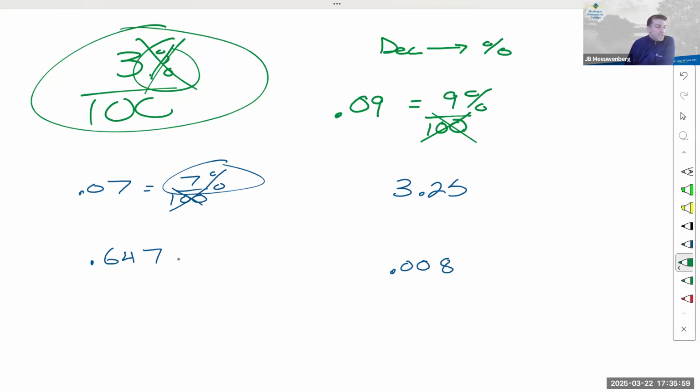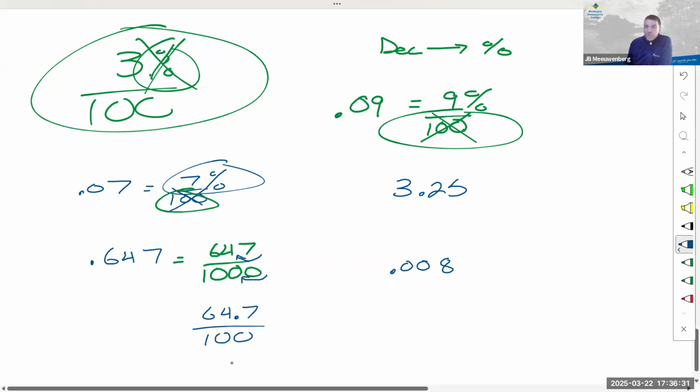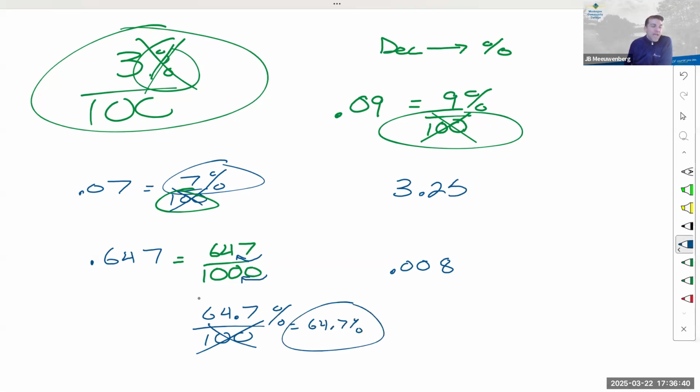So the first one, 0.647, if we thought about how that is written as a fraction, it's 647 thousandths, right? Now, I said you got to cross off the 100, because percentage means out of 100. But this is actually out of 1,000. So what adjustment might we need to make first? How about we move this decimal back one spot and call it 64.7 hundredths. And then we remove the 100 and add the percent sign. 64.7%.